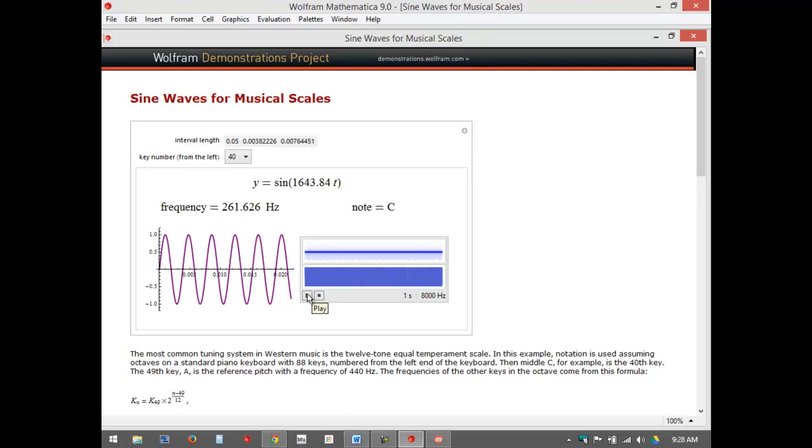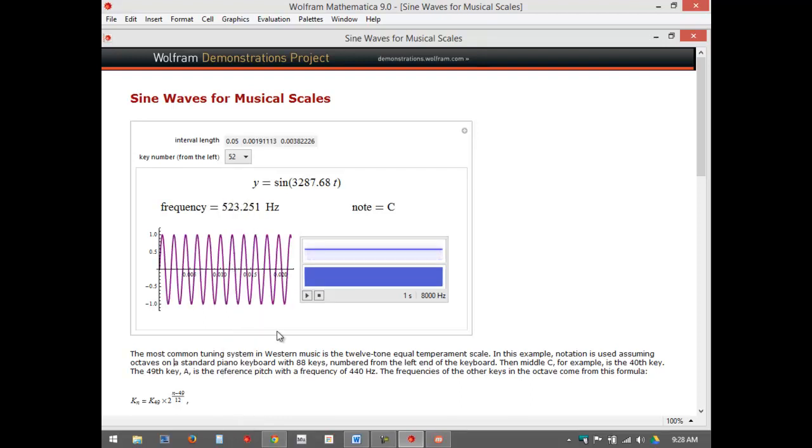Does that sound like a C? Doug, can you find a C that's an octave above that so they can see that the frequency changes, but the wave, what happens? Does that make sense? I don't know which key that is. Does anybody know? Let's see. If A is the 49th, 52? 52. There we go.